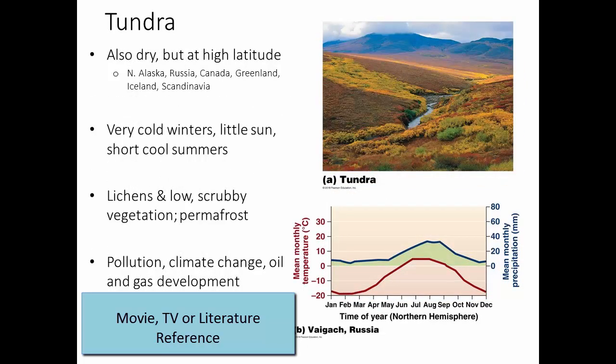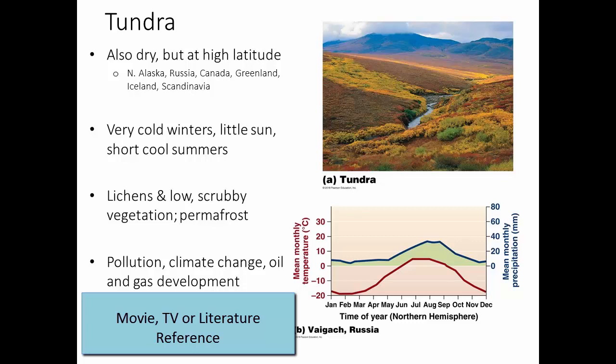Another very dry biome is the tundra. However, unlike deserts, tundra is found at high latitudes near the poles in places like northern Alaska, Russia, Canada, Greenland, Iceland, and Scandinavia. Tundra is also found in sub-Antarctic islands. The winters here are very cold and have little sunlight, and the summers are very long, all of which is due to the fact that they are so far north on the globe.